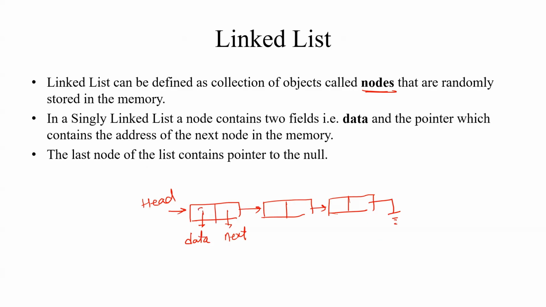So here we can have data like 2, 3, and 4. And here we will have the address of the next node, that is the address of 3. Here we will have the address of 4. And here we don't have anything after that, that's why here we will have a null pointer.